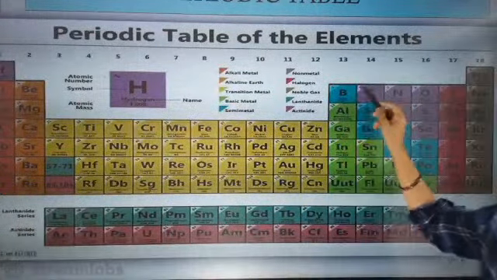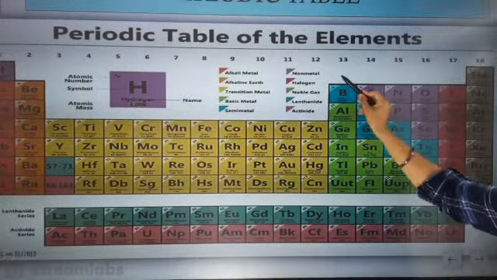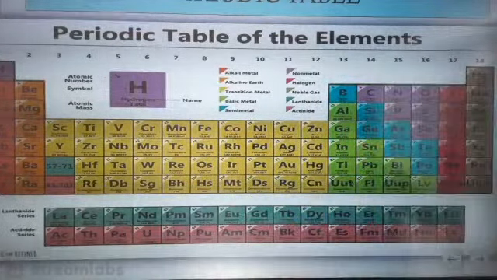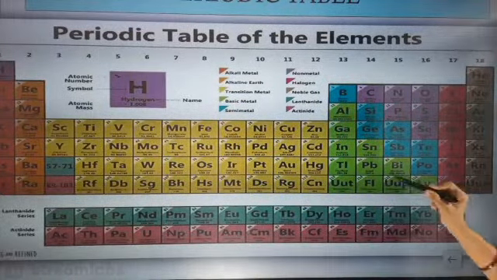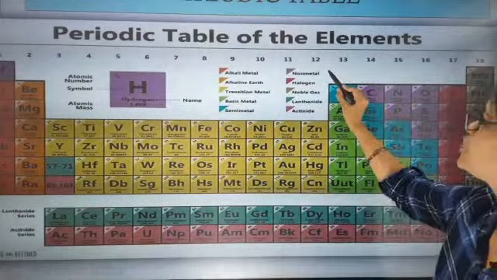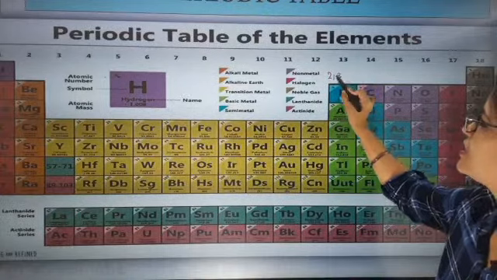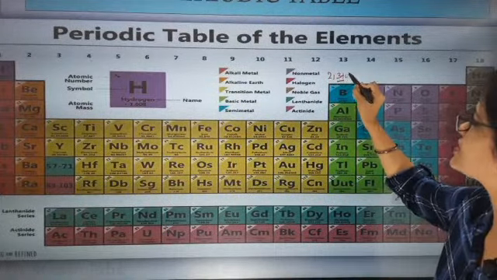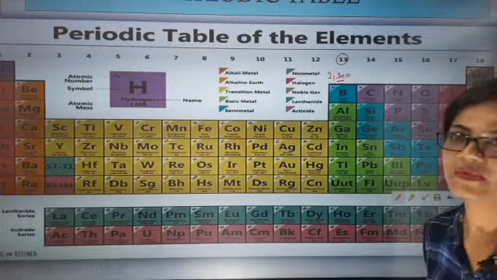Is it there or not? See, boron, group number 13. Valency means the outermost orbit, how many electrons are there? What is the valency of boron? So hydrogen, helium, lithium, beryllium, boron. So boron is 2, 3. So in the last orbit, how many electrons are there? 3. 3 plus 10, 13.